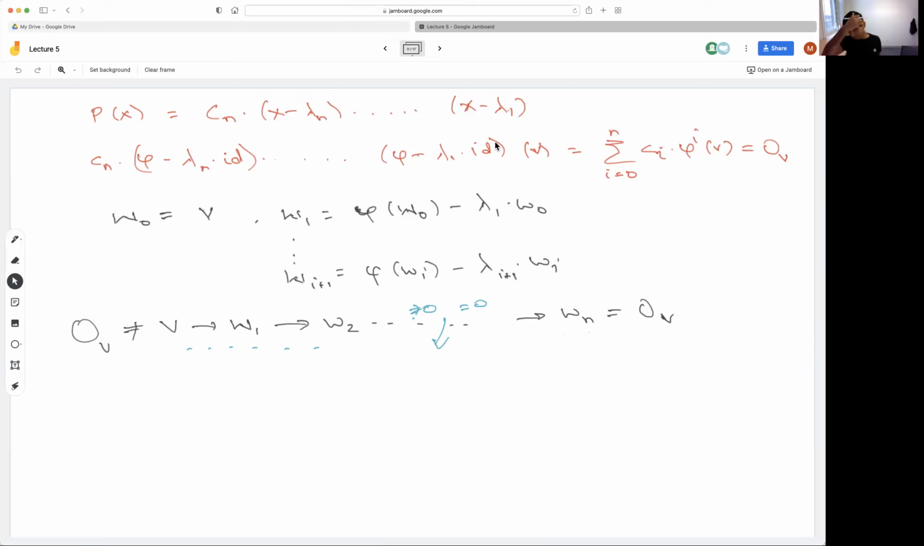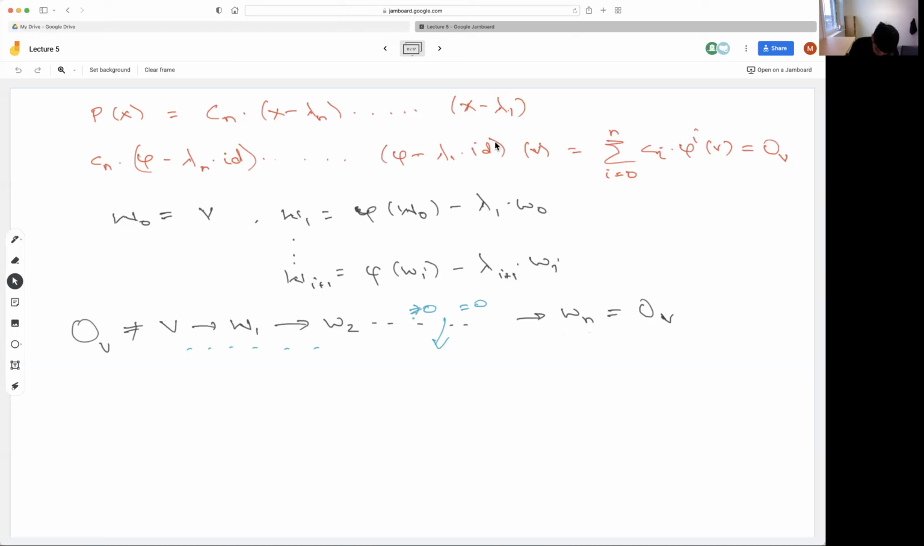This point might be Wn itself, because we started with non-zero. The leftmost thing was non-zero, the rightmost thing is 0. So at some point we will hit something with a non-zero on the left and 0 on the right. Once we hit 0, it will stay 0, because all these are linear transformations. They map 0 to 0.